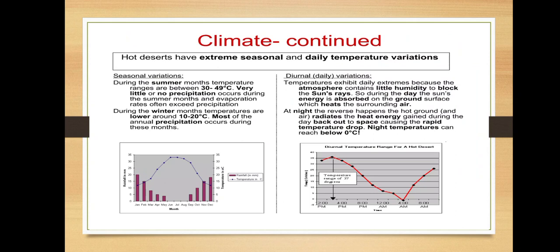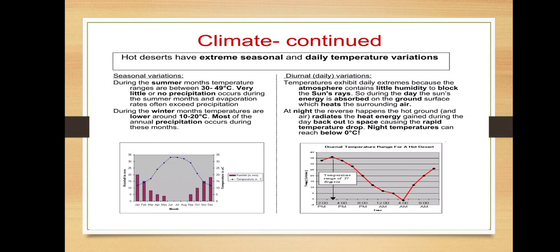Aside from seasonal variation, we also have diurnal or daily variation. So the summer months' temperatures range between 30 to 49 degrees Celsius. Very little or no precipitation occurs during the summer months, and evaporation rates often exceed precipitation. During the winter months, temperatures are lower, around 10 to 20 degrees Celsius. Most of the annual precipitation occurs during this time.